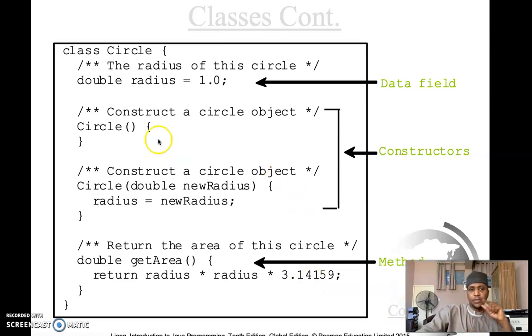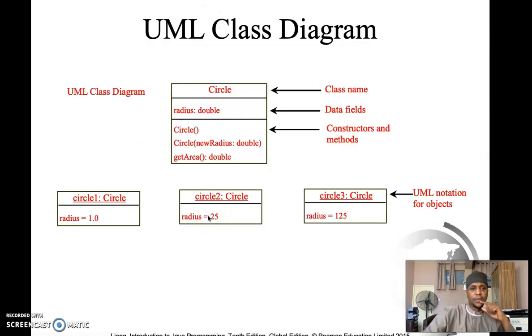Okay, let me continue. UML diagram of the class. If you look at this, we have a diagram with the name of the circle, which is the class name. Then we have the radius of double type, which is the data field. Then we have the constructors and the method portion.